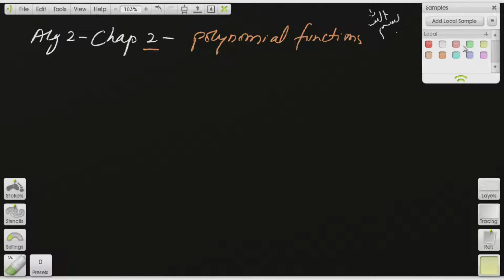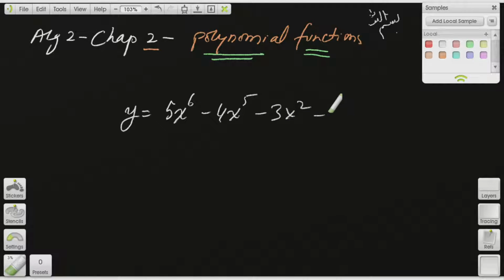Bismillahirrahmanirrahim. Chapter 2 in algebra is about polynomial functions. Polynomials and polynomial functions. We have talked about what a polynomial function is before. Here I'll just give you an example. Y equals 5x to the 6th minus 4x to the 5th minus 3x squared plus 5. That's an example of a polynomial function, where the variables are raised to different degrees over here like this.